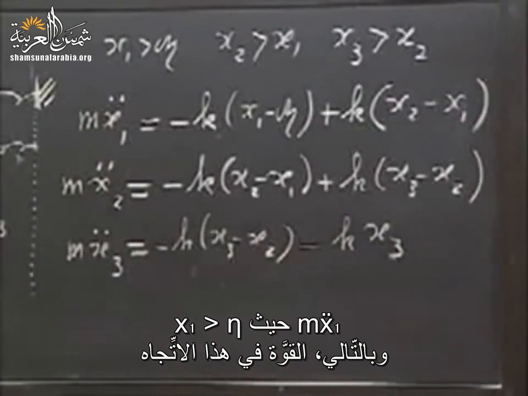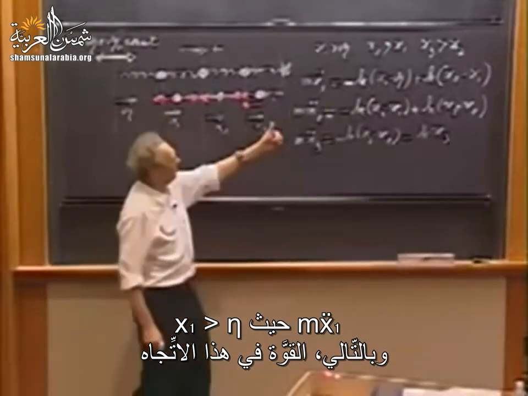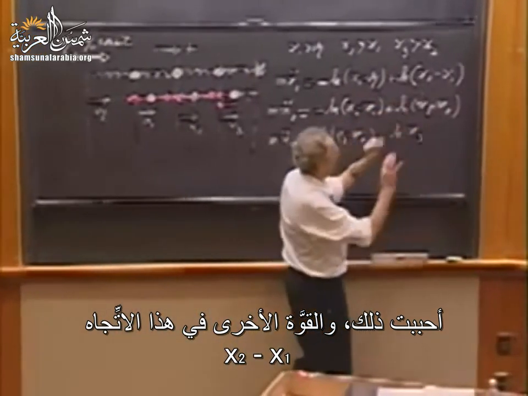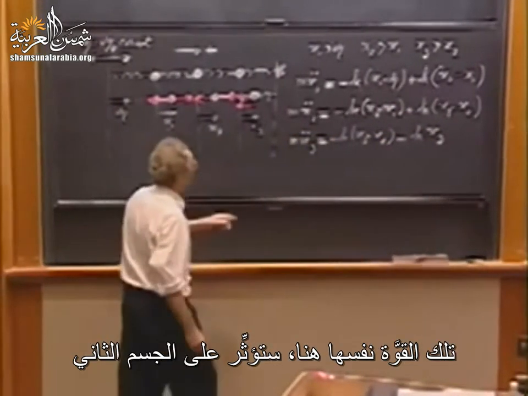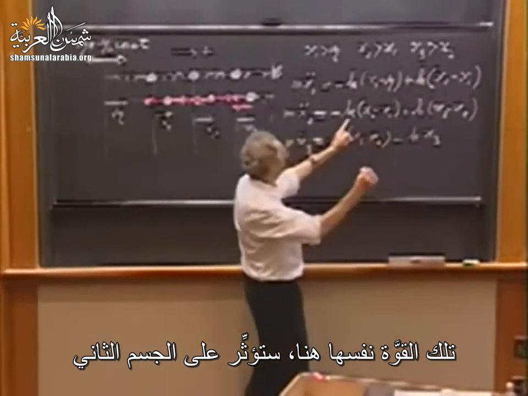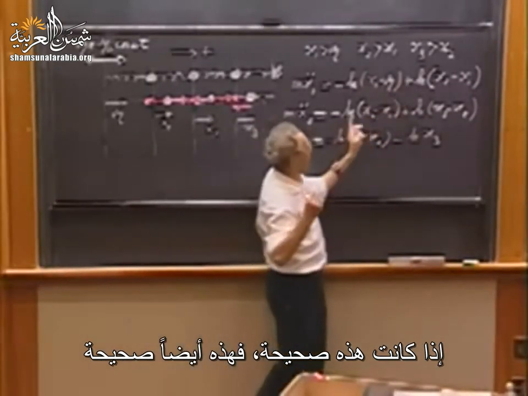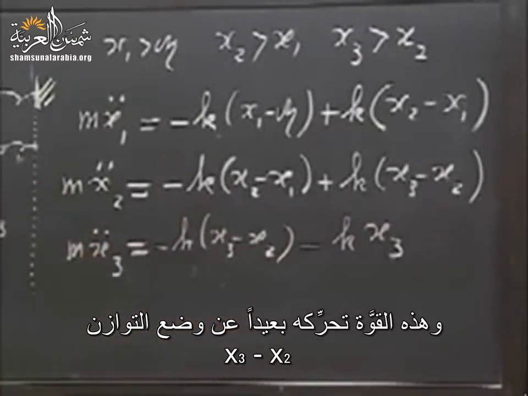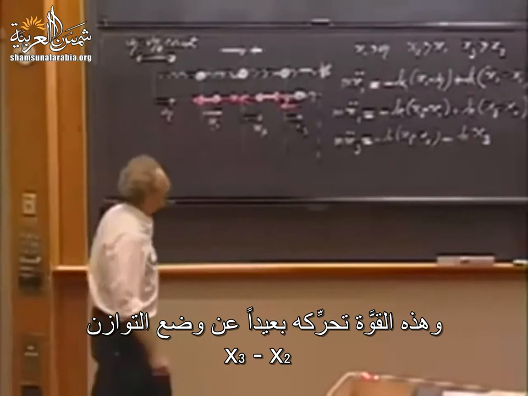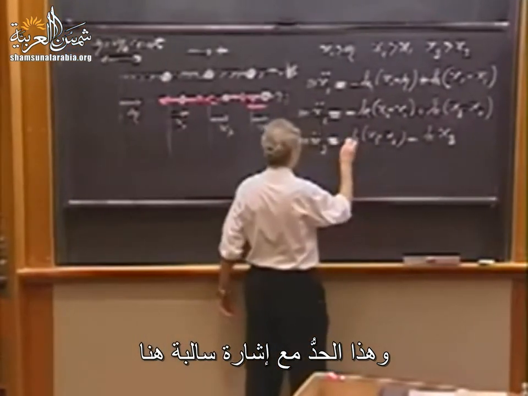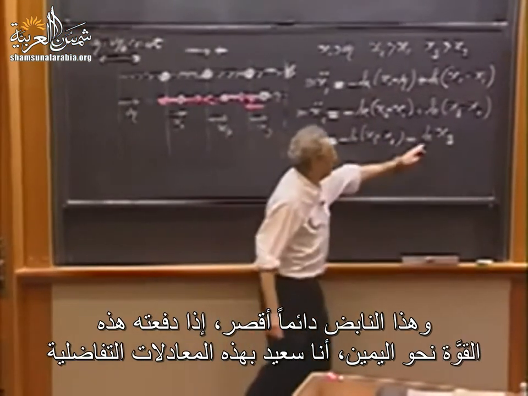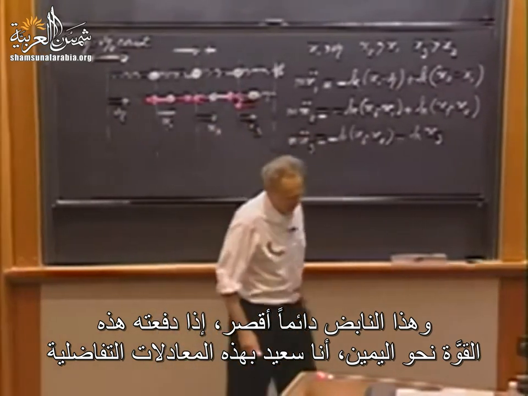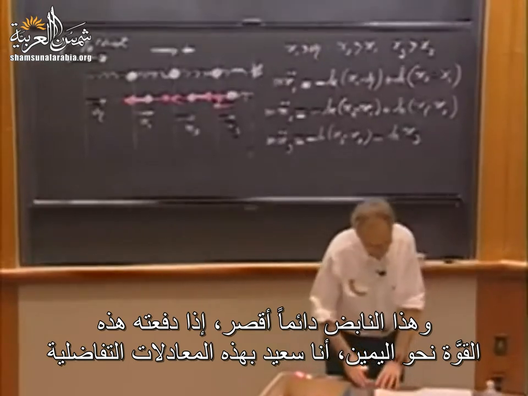m x1 double dot. x1 is larger than eta, therefore force is in this direction. I love it. The other one is in this direction. Perfect. x2 minus x1. That same force is going to pull on the second one, so if this is correct, this is also correct. This one is driving it away from equilibrium. x3 minus x2, got to be right. This term shows up here with a minus sign. Can't go wrong there. And since this spring is always shorter here, if it's pushed to the right, I am happy with my differential equations.